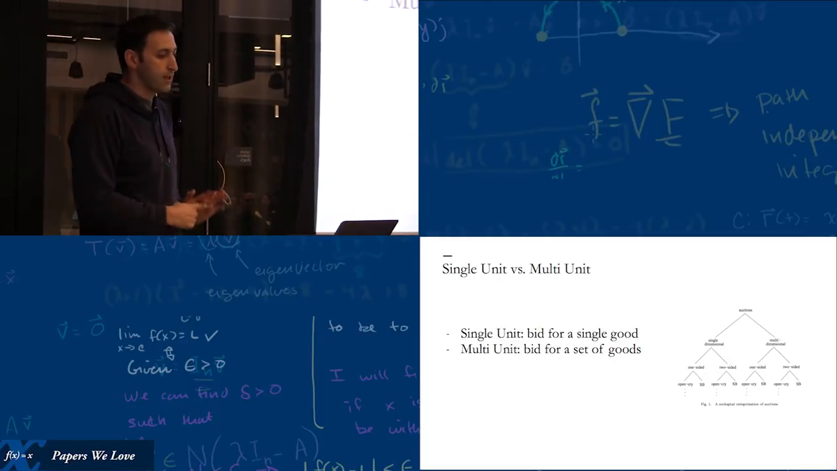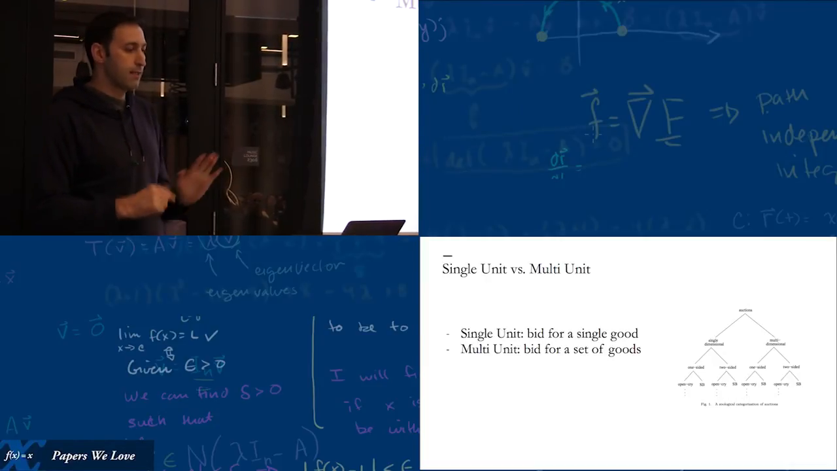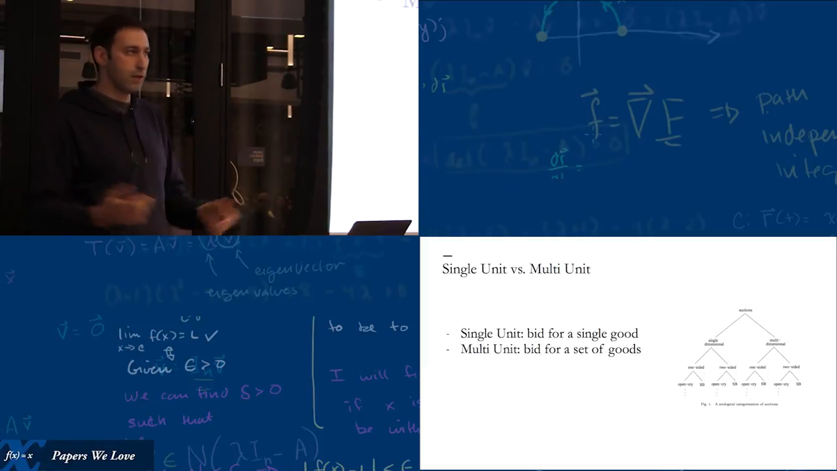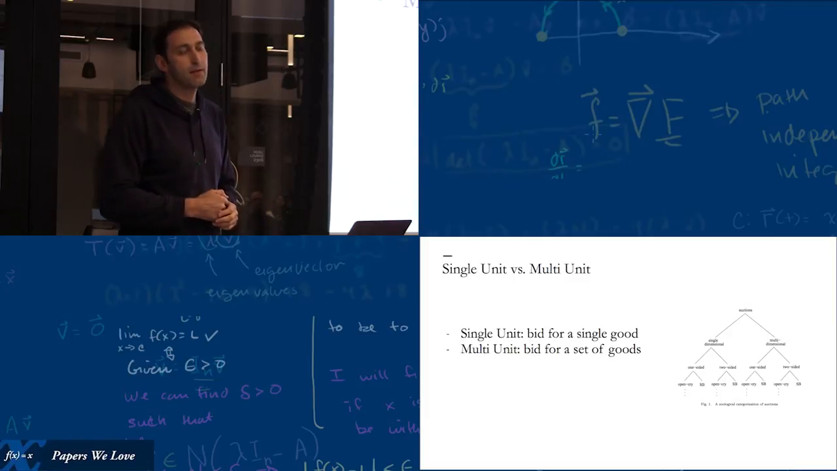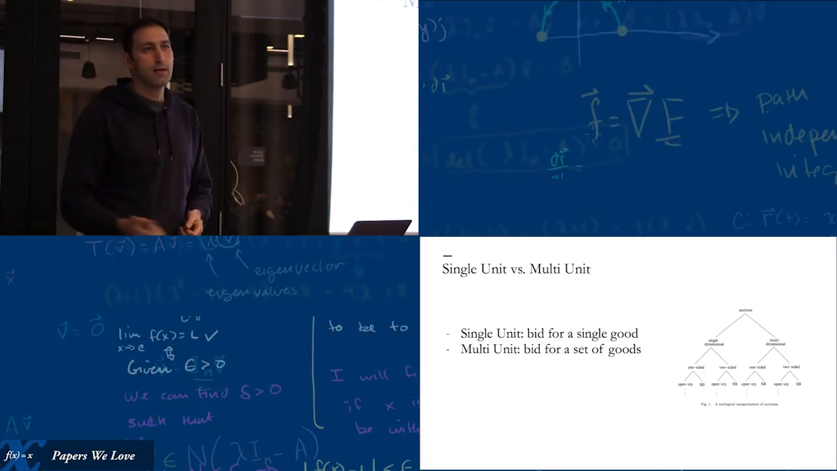In a single unit auction, you are bidding for a single good. In a multi-unit auction, you are bidding on a multitude of goods. So that's interesting. If you use my fish example, I might want for my restaurant to have 2 cases of cod and 5 cases of salmon.